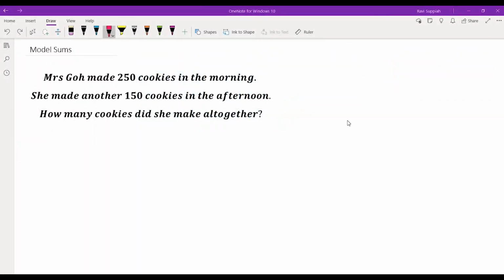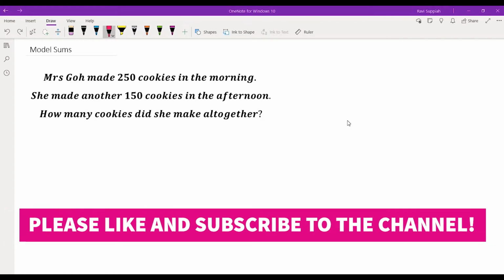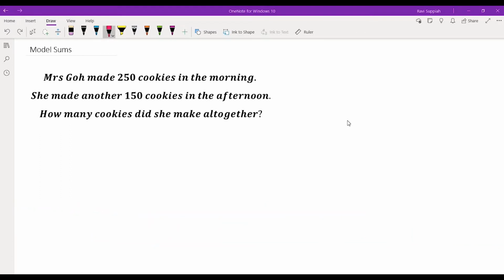Hi everyone, let's look at how we can solve model sum questions. For such questions, it is important we understand the information given to us and represent that information in the correct model form. Once we are able to do that, solving it becomes easy.